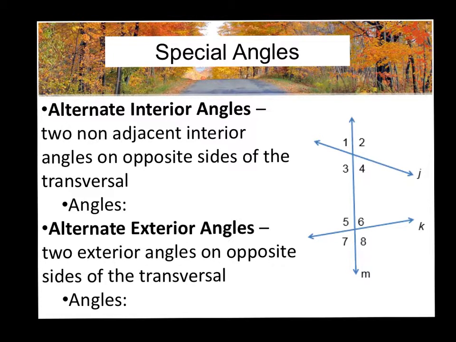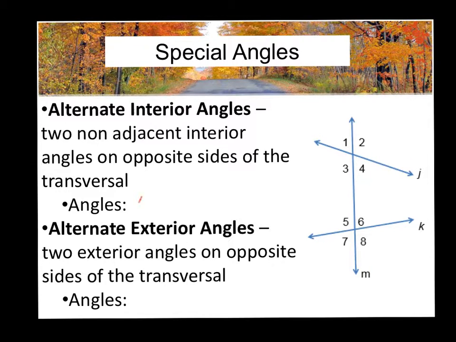And then alternate exterior are 2 exterior angles, so they have to be outside the two lines, on opposite sides of the transversal. So where are my interior angles? What would be my interior angle numbers? Nicholas? 3, 4, 5, and 6.